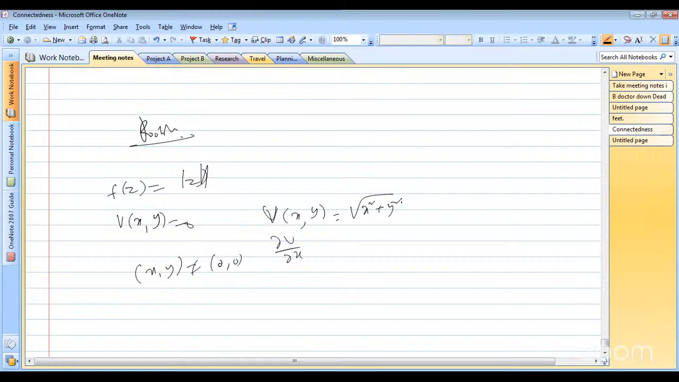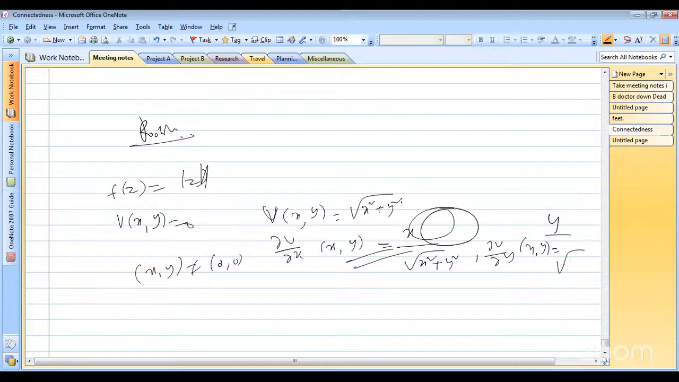Dou u by dou x of x comma y is x by the root of x squared plus y squared. Then dou u by dou y of x comma y is y by the root of x squared plus y squared.